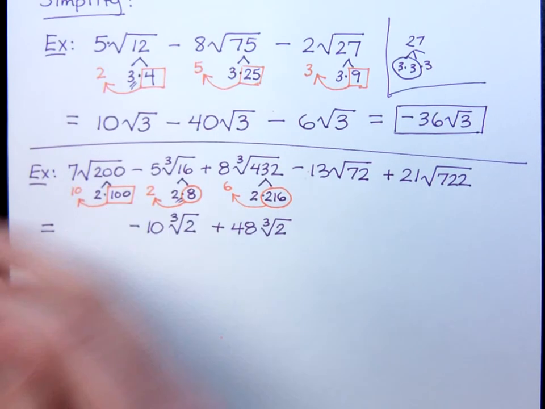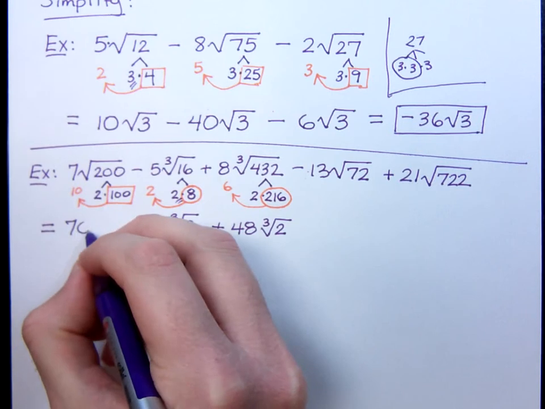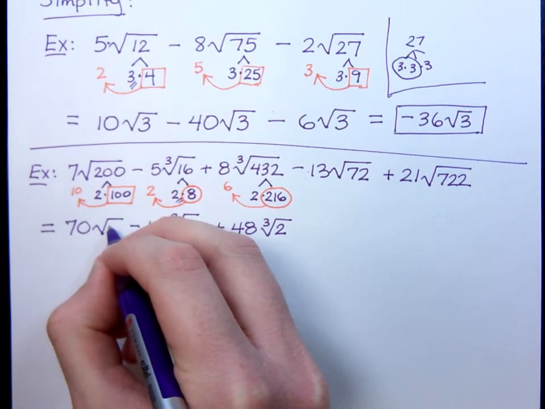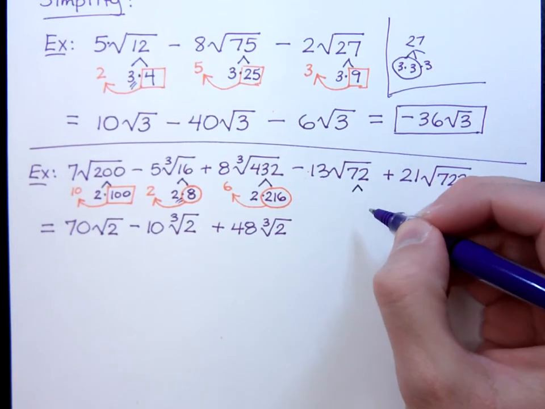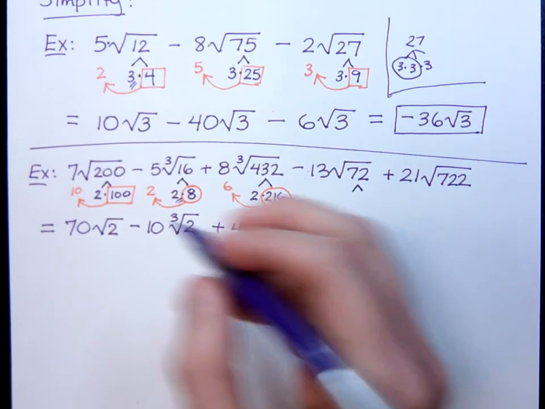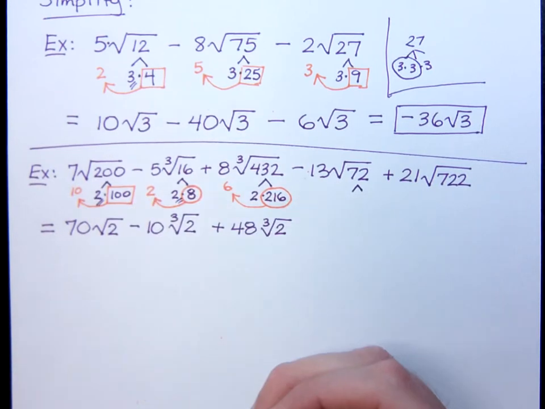Now, what am I going to do with the 7 that's outside the radical? That's going to be 70. That's the square root of 2. And this is being recorded. That's awesome. Now, 72, I'm hoping that he's just like this other square root and he has a 2 left inside. Does he?